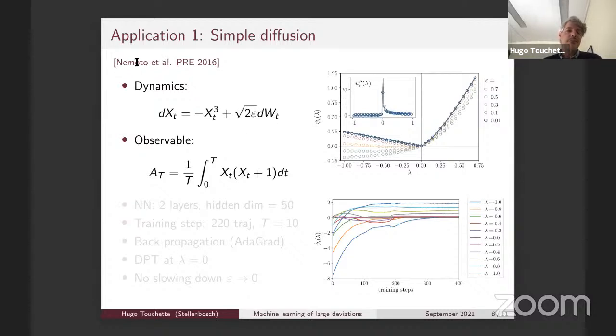This is a system that was studied in 2016 by Nemoto, also Freddy Bouchet. So this is a simple stochastic differential equation. You see it here. It's a one-dimensional system with a quartic potential. So it gives rise to this x^3 diffusion drift. And then the observable that we're tracking is this one here.